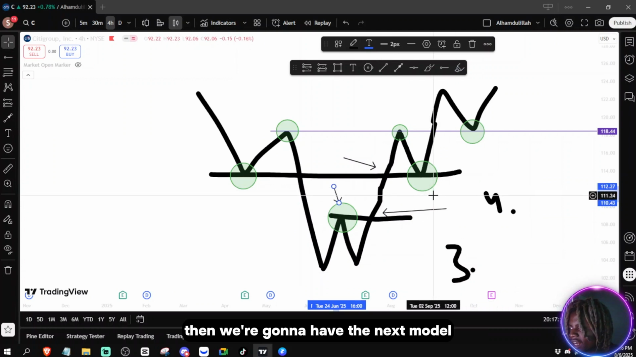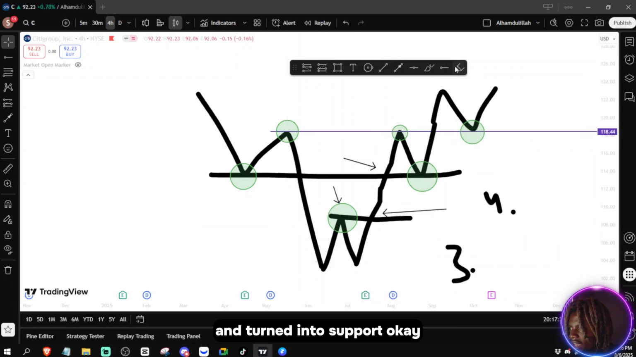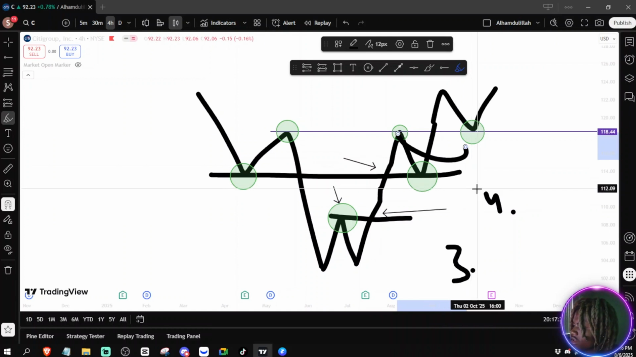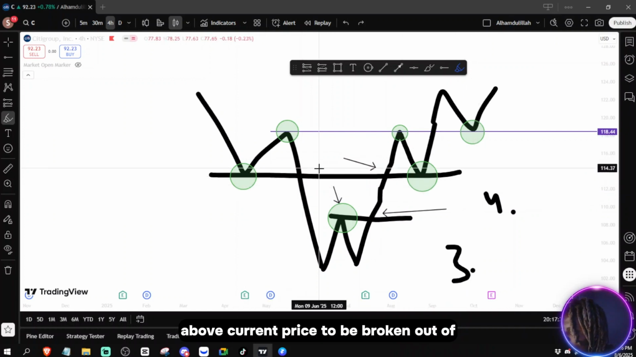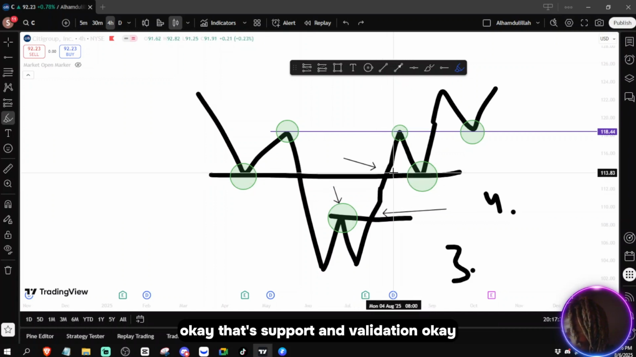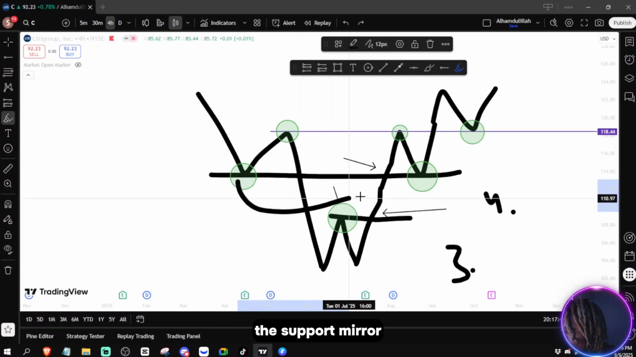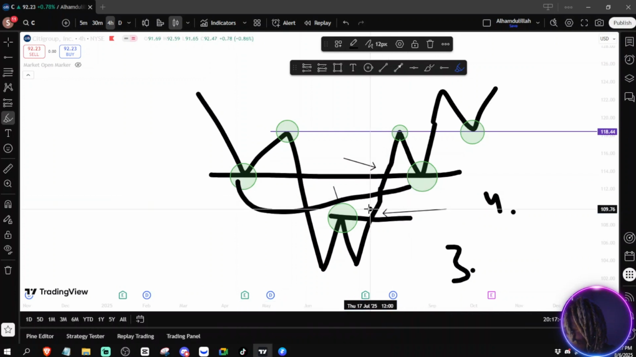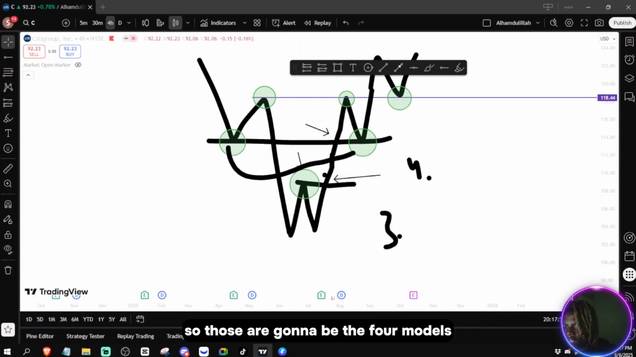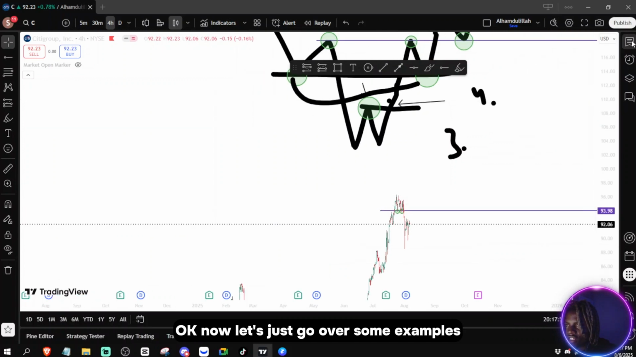Then we're going to have the next model, where we're waiting for an area of resistance to be broken and turned into support. Then we have the next model, where we're just waiting for an area of support above current price to be broken out of or turn into resistance, and then take that breakout. That's support and validation. Then we have the fourth and final model, the support mirror, where 2 areas of support will just mirror each other, and then you could take the trade like that. Those are the 4 models you're going to be able to trade for crypto and stocks. Now let's just go over some examples.